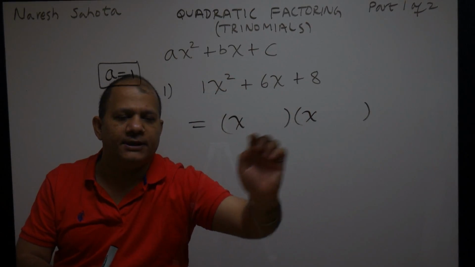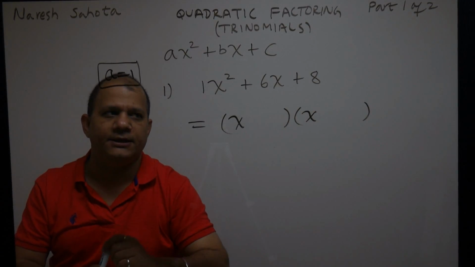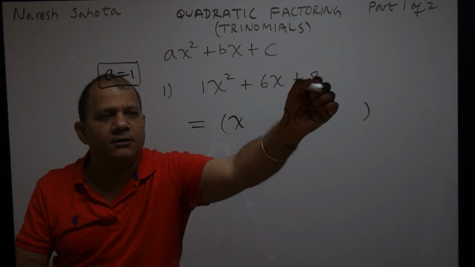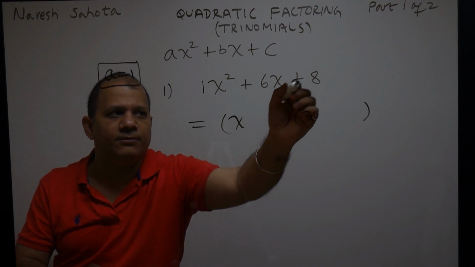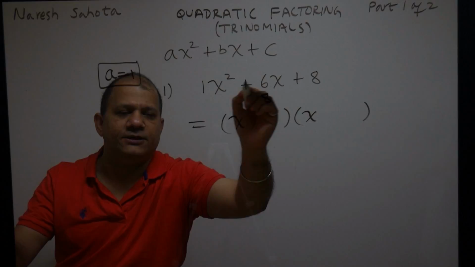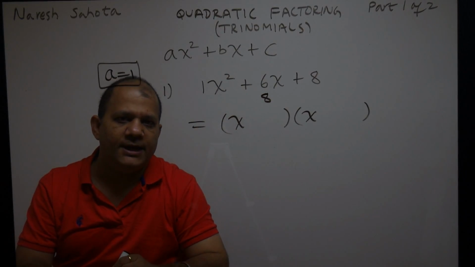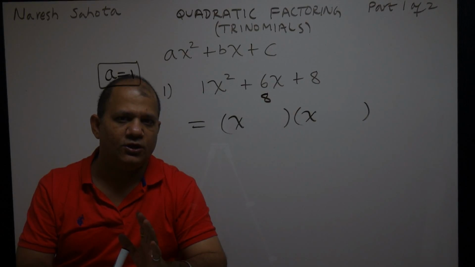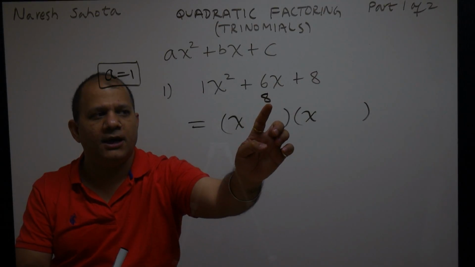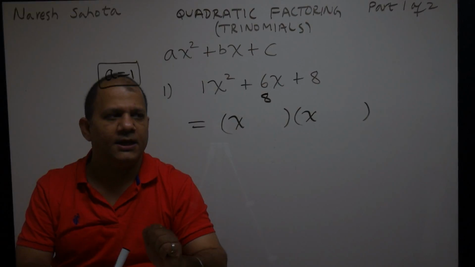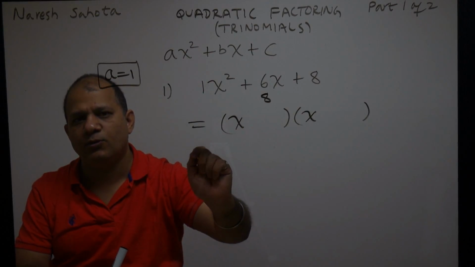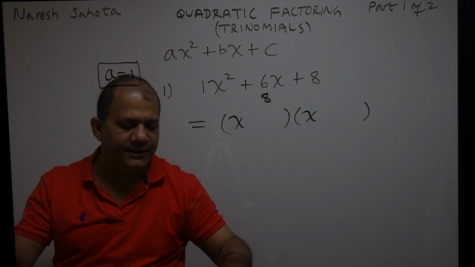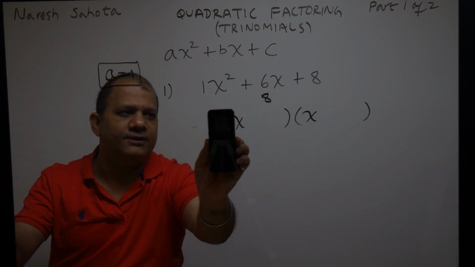Now we need to fill in the second term in each bracket. The way we do that is we look at the last term, the digit 8. We want to find two numbers that multiply to give us 8, and the same two numbers, when we add them, give us the coefficient of the middle term. I need more room, so I'm going to shift this down.